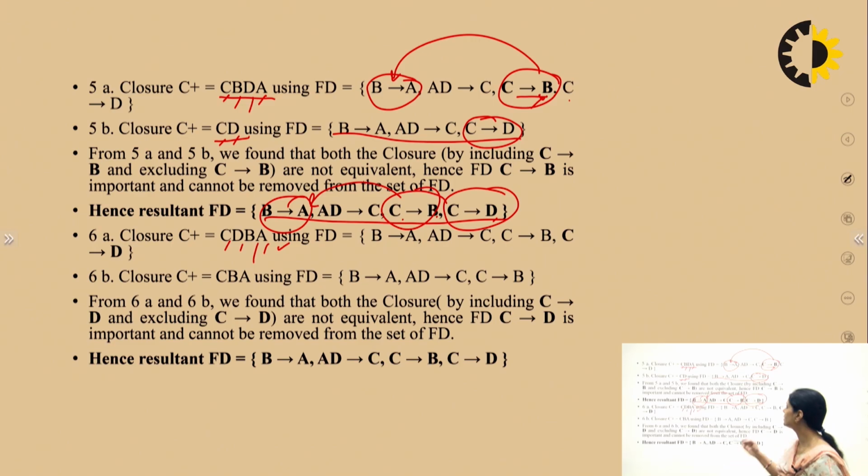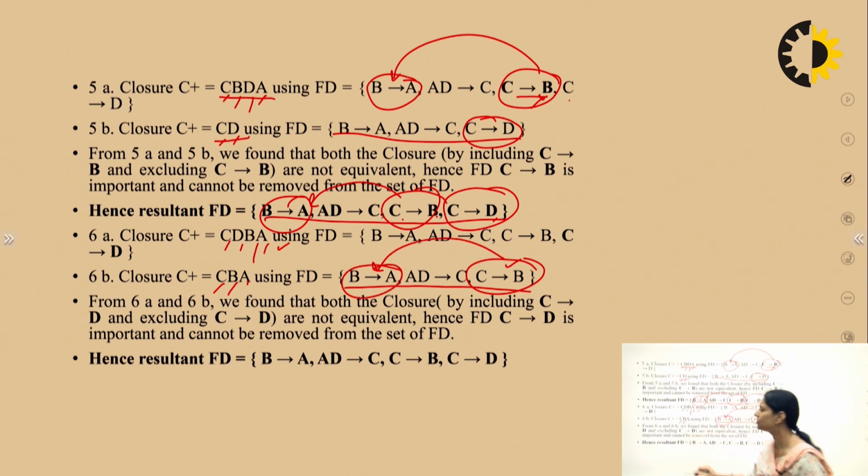We'll remove the functional dependency C to D. We are left with only these and we'll try to find out the closure of C. So, the closure of C is C. C to B, we have B. C to B and B to A, through transitivity, we get A also. But 6A and 6B are not equivalent. Both the closures are not equivalent. Hence, we cannot remove this dependency also. So, the resultant functional dependency that we have is this.